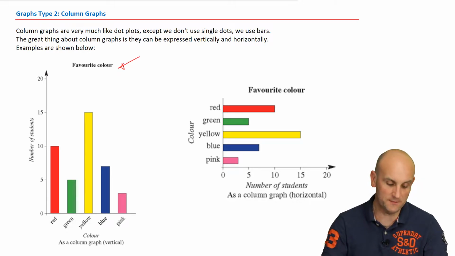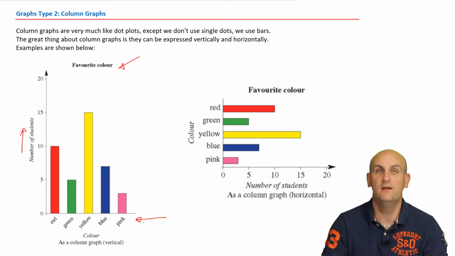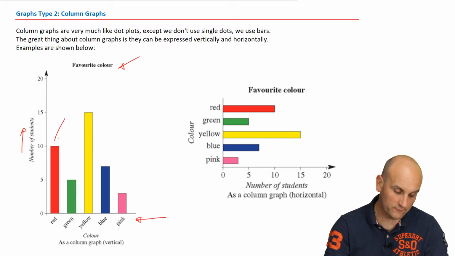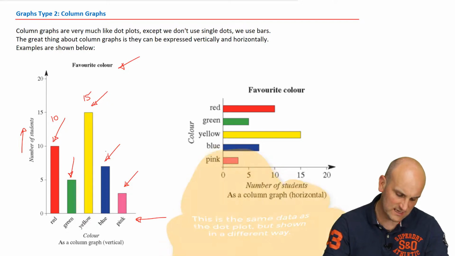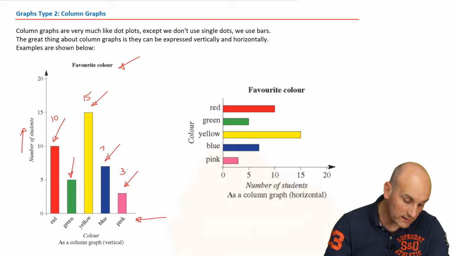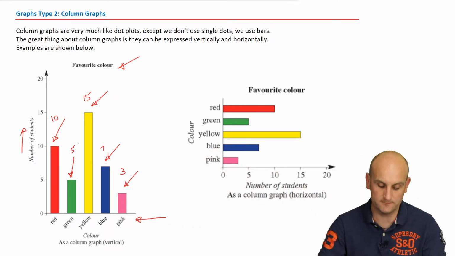Once again, here is the information that I had the previous time. We've got my favourite colour, we've got my number of students, and once again, across the bottom, what do I have? I have my categories, I have my colours. And all I've done is draw a bar that goes as high as each of the numbers of students that were asked. So this first column was 10 high, then 15 high. This one here was 7 if I remember, and then 3. This one here was 5. So it's just the same information but with a column.